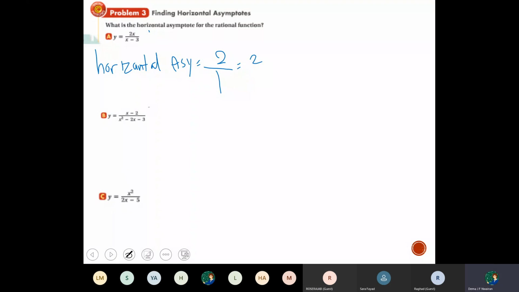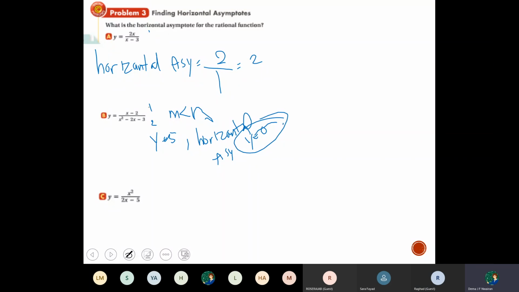Go now to the second one. What is the power of m, the numerator? It is less than 1. So for m, it is less than n. When m is less than n, y equals 0 is the horizontal asymptote, the x-axis. So the horizontal asymptote will be at y equals 0.